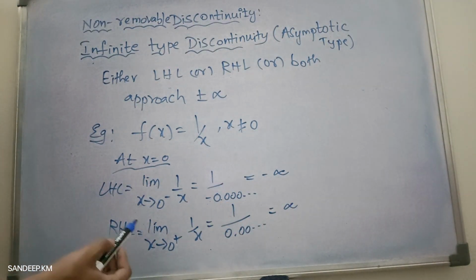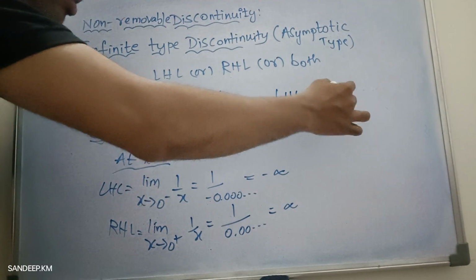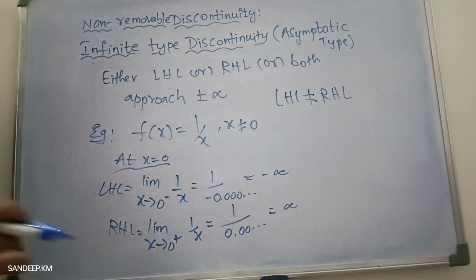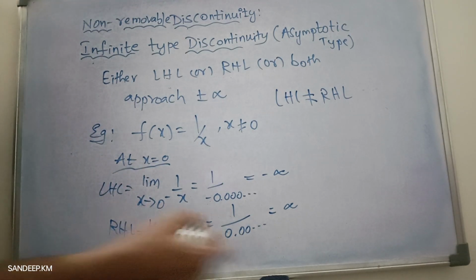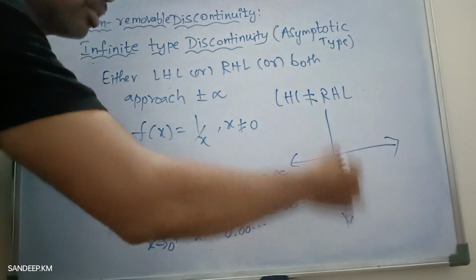And this type of discontinuity is called what discontinuity? Infinite type discontinuity. Here the limit does not exist. LHL is not equal to RHL. So for that reason we say that it is infinite type discontinuity. And you can also check its graph once. Already we have drawn this graph many times in the previous cases.